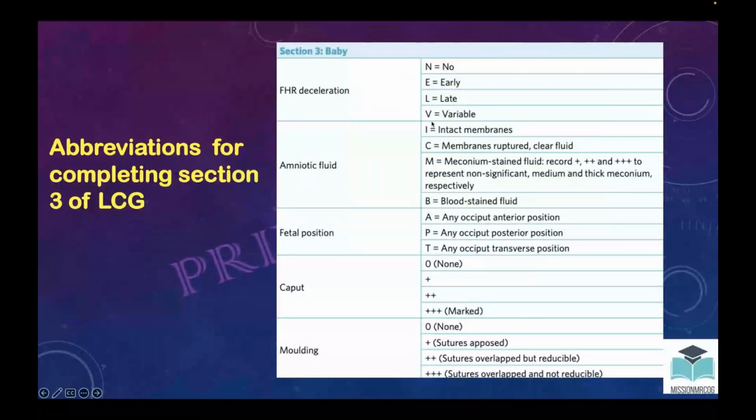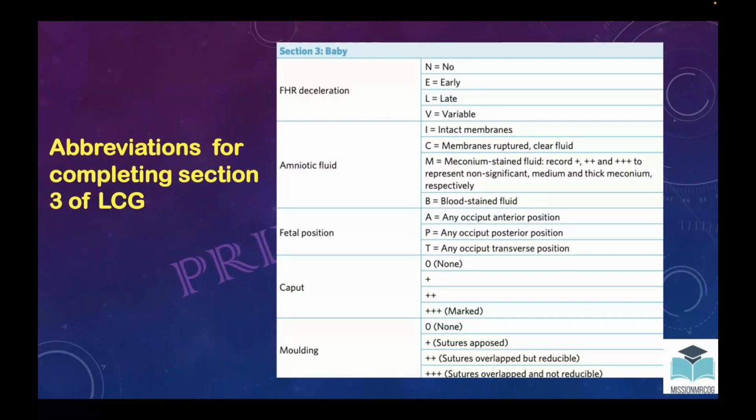It is very important to understand this, because this time they had given you a blank Labor Care Guide so that you can teach a junior. Next time they can give you a filled Labor Care Guide, and they will ask you to do the interpretation.